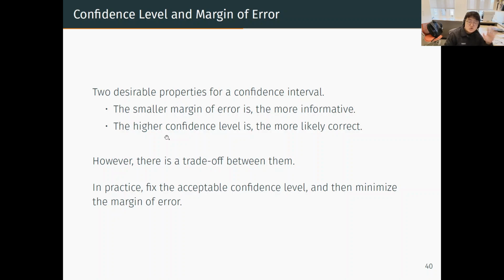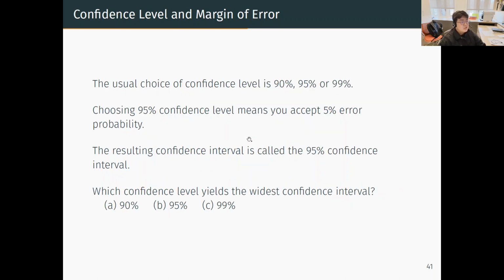I will choose the confidence level first, like 99%. I'd like to have a confidence level of 99%, and then minimize the margin of error. So give me the most informative interval estimator among 99% confidence level, right? That is what we are going to do in practice.